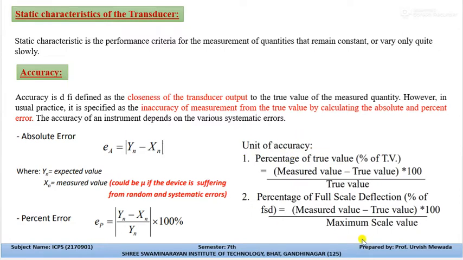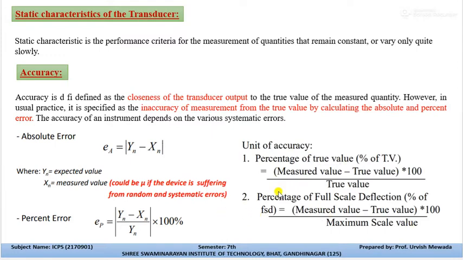Two more expressions are given for the accuracy. One is percentage of true value, which is the ratio of measured value minus true value divided by true value, multiplied by 100. The second is percentage of full scale deflection, which is measured value minus true value, multiplied by 100, divided by the maximum scale of the instrument.